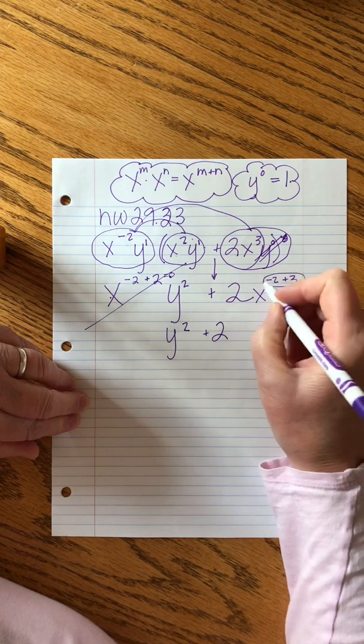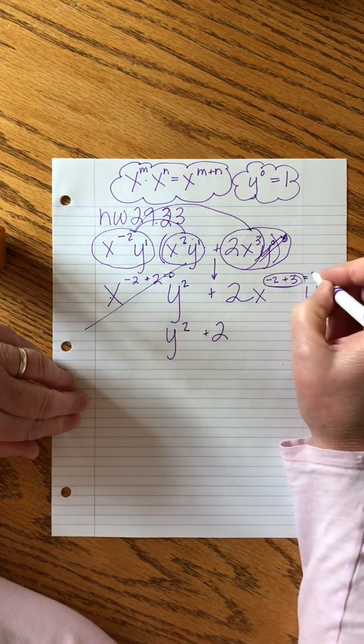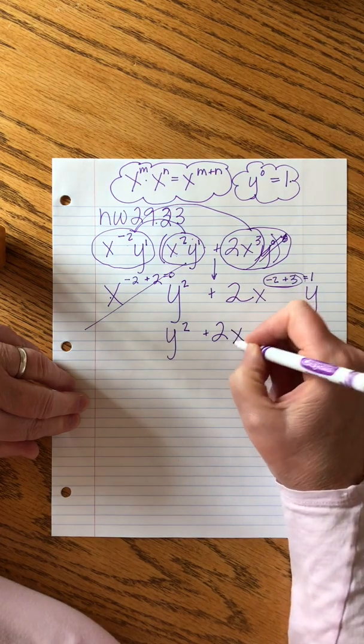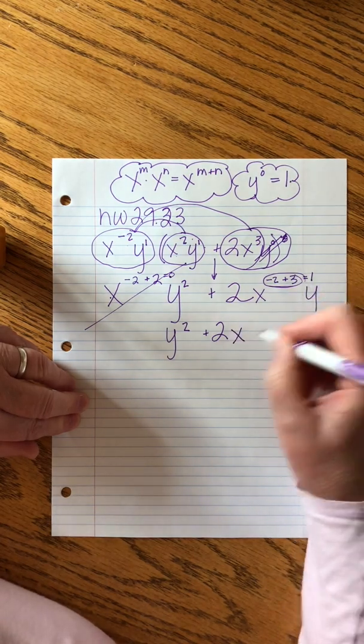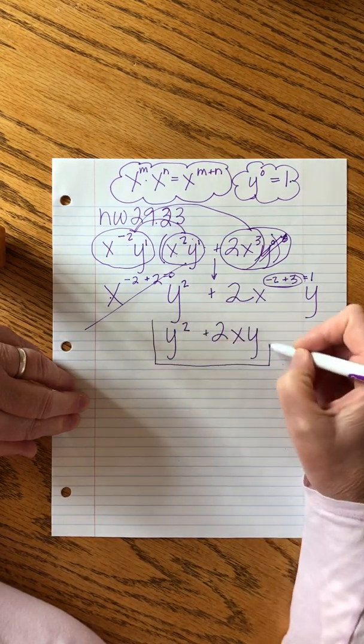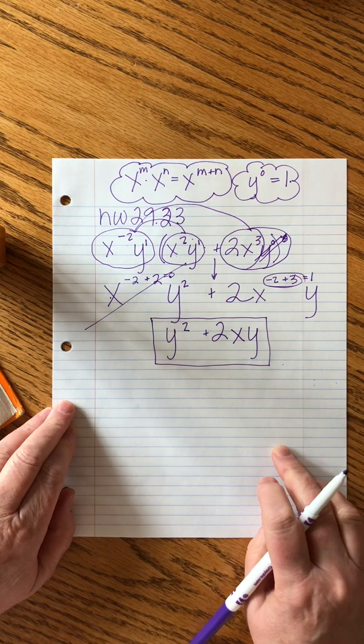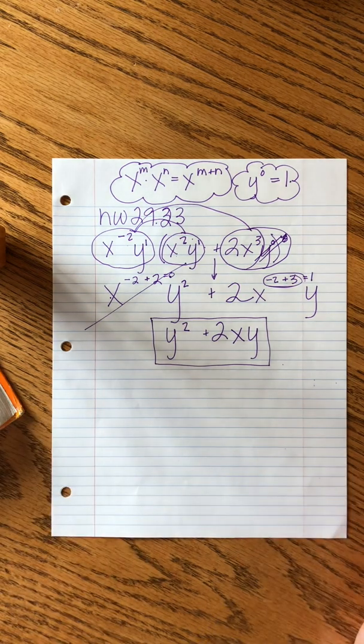Now I can combine this. What's minus 2 plus 3? That's just, it equals 1, right? So I can just write x. I don't have to put the 1 on it. And then the y. So there's my final answer. All right. Beautiful. So there were lots of little twists and turns in that problem that made it interesting, and I can see why you could get confused on that.